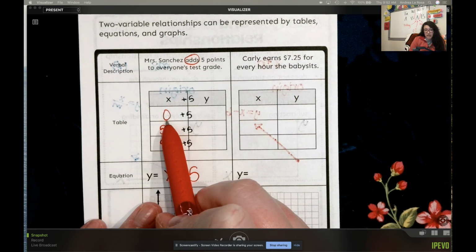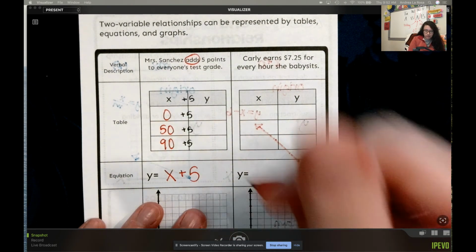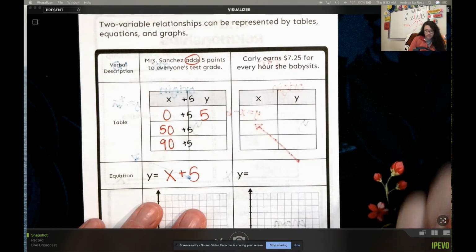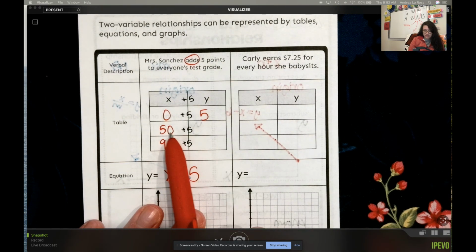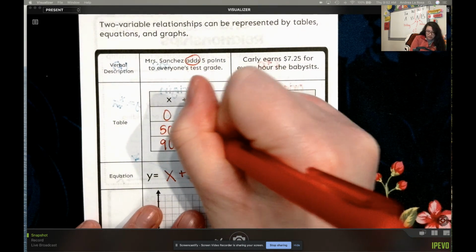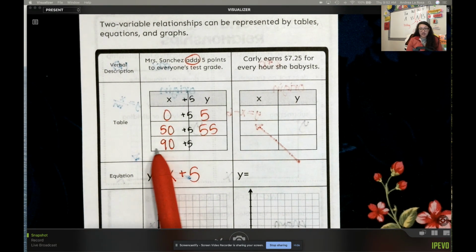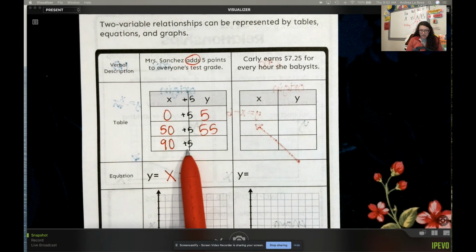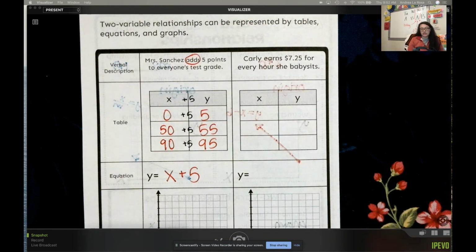So if I got 0% on my test, but Mrs. Sanchez helps me out, I would get a 5%. If I scored a 50, Mrs. Sanchez helps me out. She adds 5 points. That's going to give me 55%. I get a 90 on my test. Mrs. Sanchez helps me out. She's going to add 5 points. That means I'm going to get a 95% on my test.